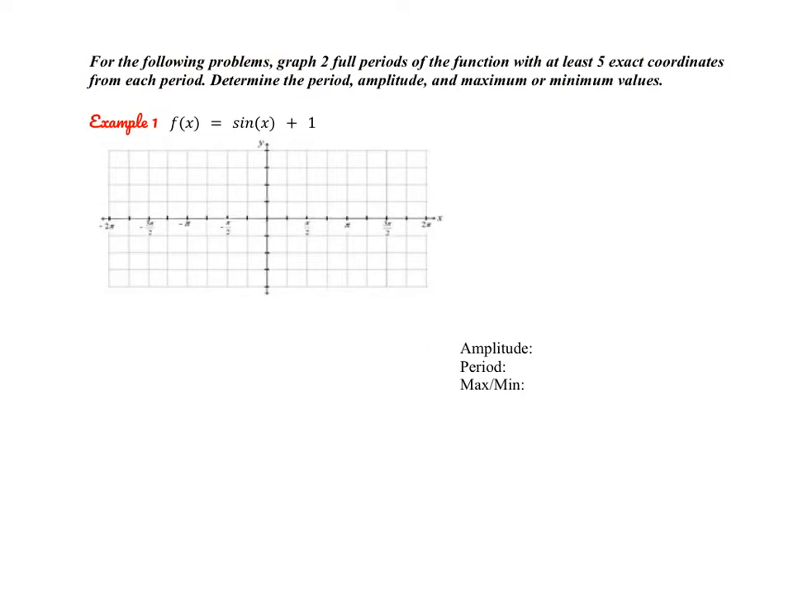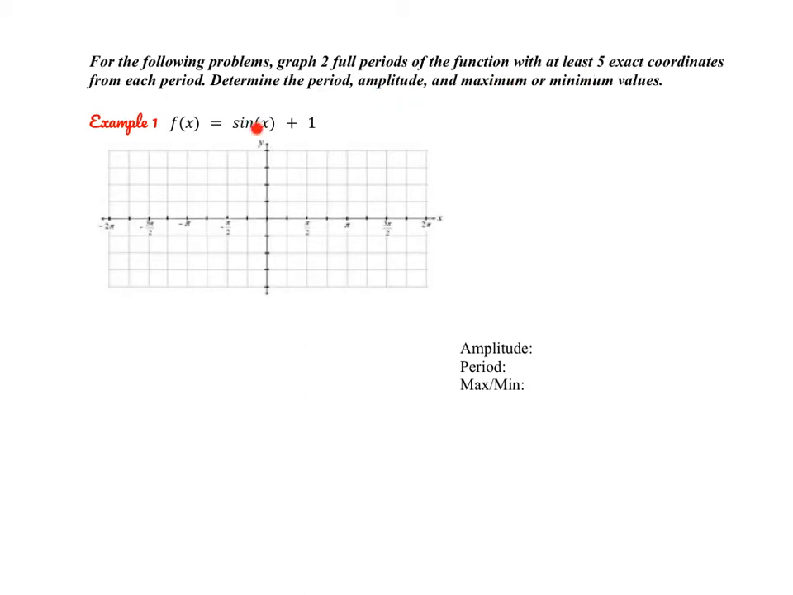All right, so for each of these examples, we're going to graph 2 full periods. So once you graph a period to the right, you can kind of just repeat the pattern going to the left. We're going to name at least 5 exact coordinates, and then we're going to determine the period, the amplitude, and the maximum and minimum values.